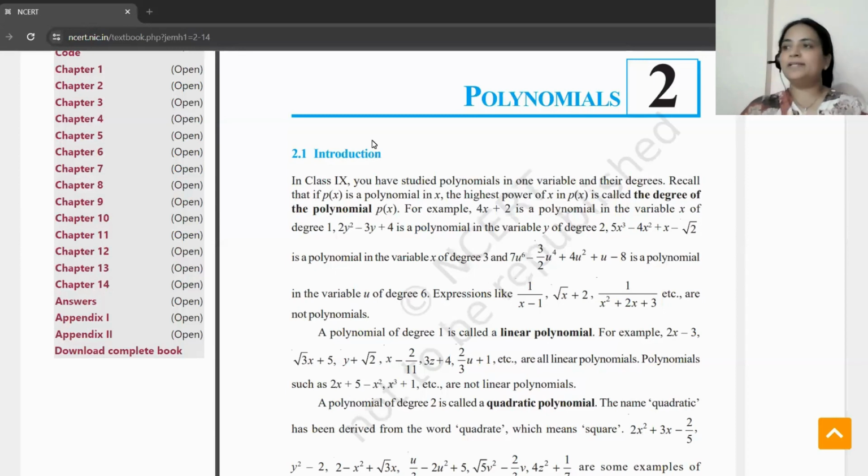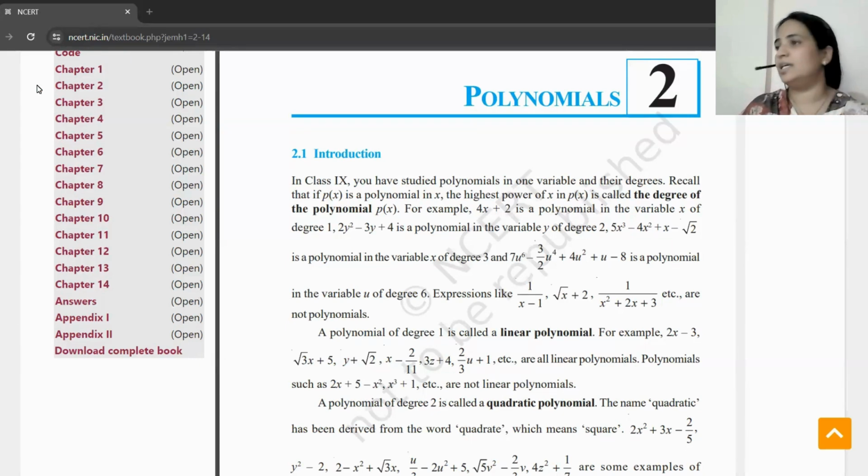So for today, we are starting chapter number 2, polynomials. We have already covered chapter number 3, only the NCERT and some worksheets, but we'll be coming back to that chapter once again for further advanced level questions. For now, we are switching to chapter number 2 to complete the NCERT again.